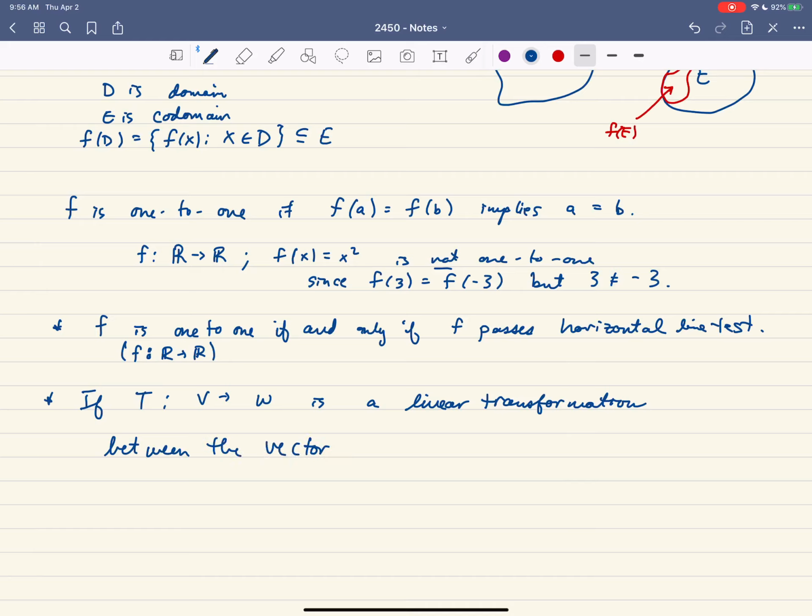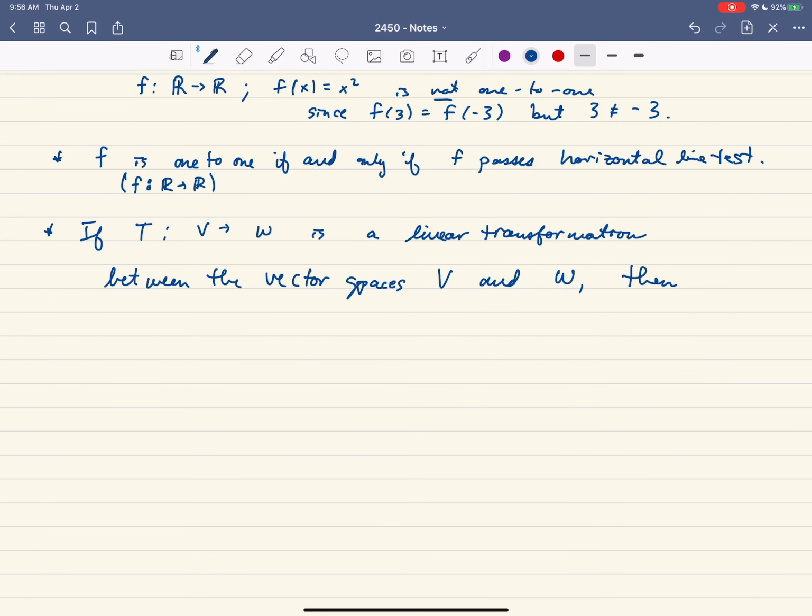Okay, so between the vector spaces V and W, it turns out that T is 1-to-1. This is really the definition that we're going to work with. But T is 1-to-1 if and only if the kernel of T is just the zero vector.